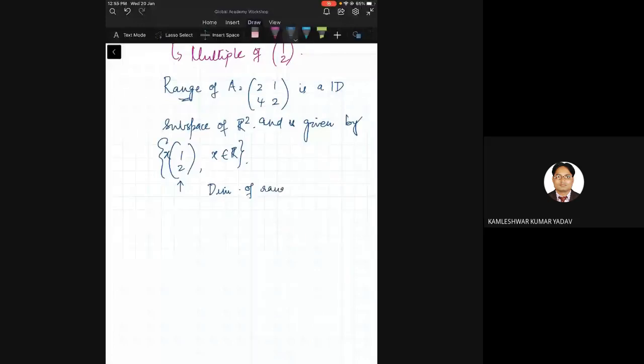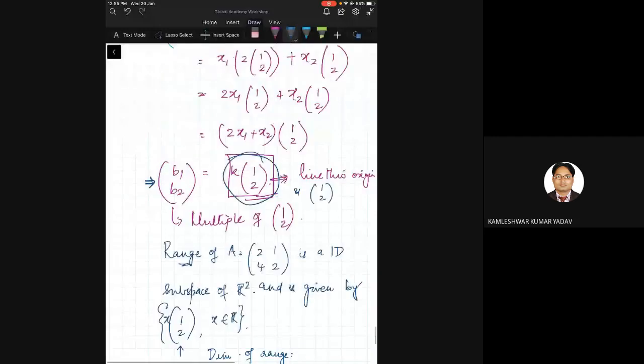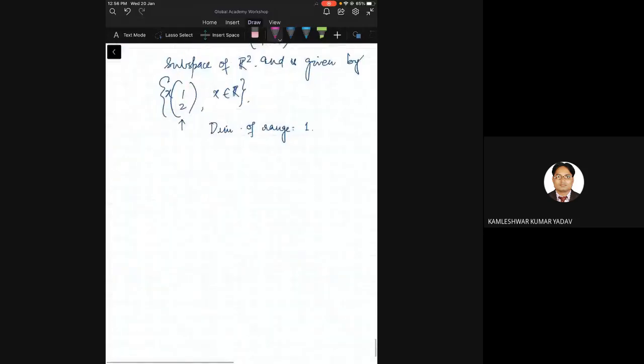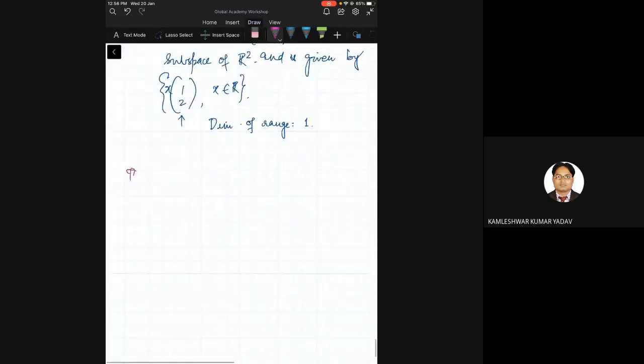What is the dimension of the range? That also we said it is a line through origin. It's a one-dimensional subspace. So this is also 1. Now we have a name for these two. What are the names that I'm going to write? Let's take this. The dimension of null space of A is what we call as nullity of A.